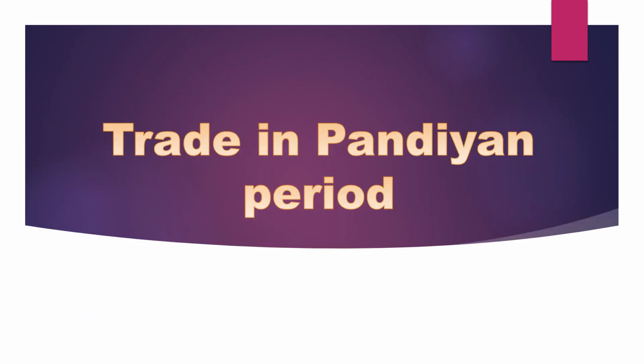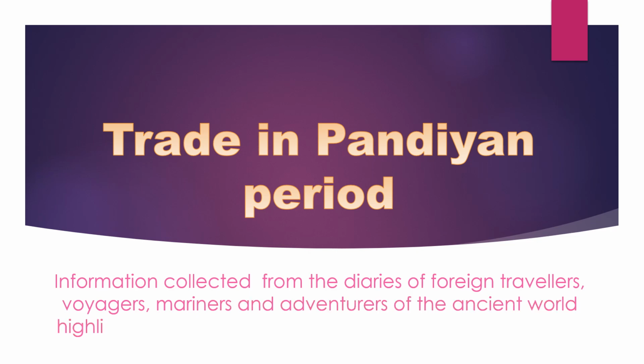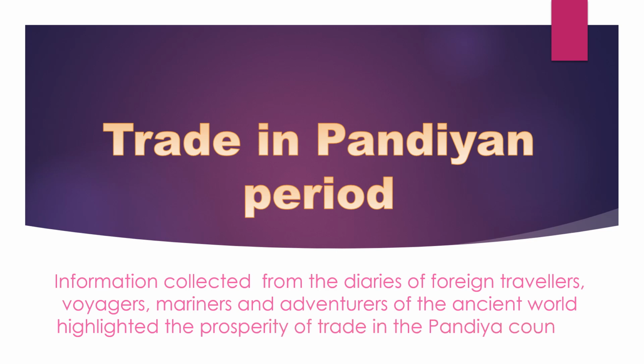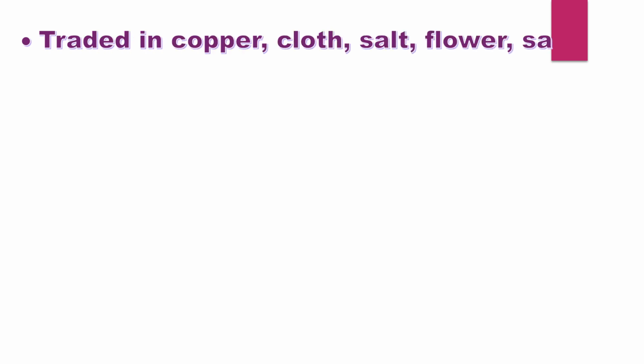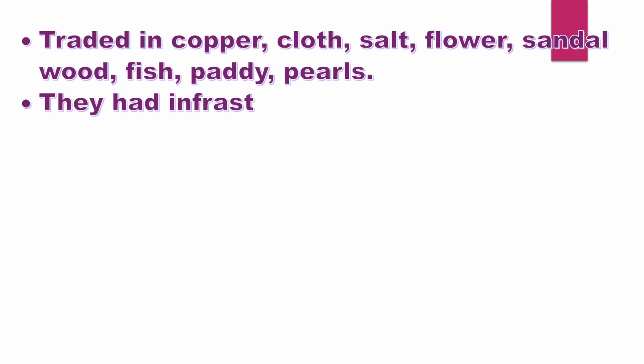Now let's see the trade in the Pandyan period. Now the information collected from the diaries of the foreign travelers, voyagers, mariners and adventurers of the ancient world highlighted the prosperity of trade in the Pandyan country. Now, let's see how it was. They traded in copper, cloth, salt, flour, sandalwood, fish, paddy, and pearls.